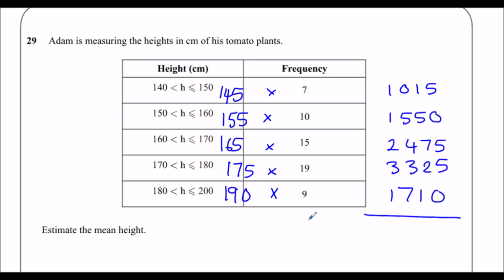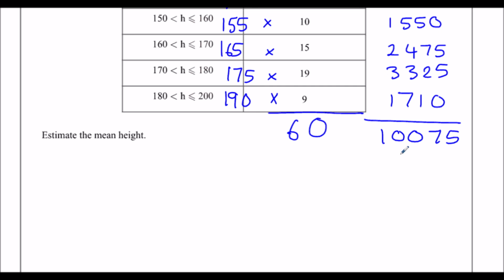So let's add the frequency as well. So 7 plus 10 plus 15 plus 19 plus 9. So we've got 60 plants in total. And the total height is 1015 plus 1550 plus 2475 plus 3325 plus 1710. So the total height is 10,075 centimeters.